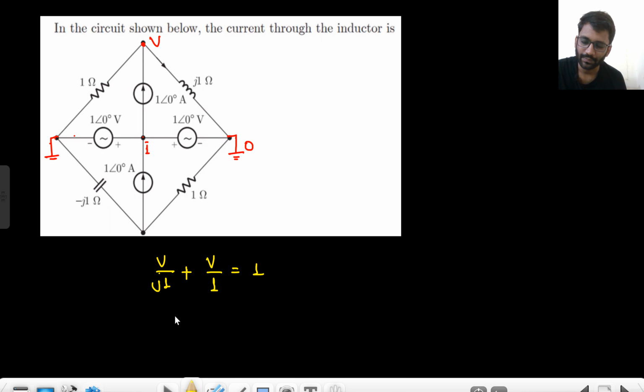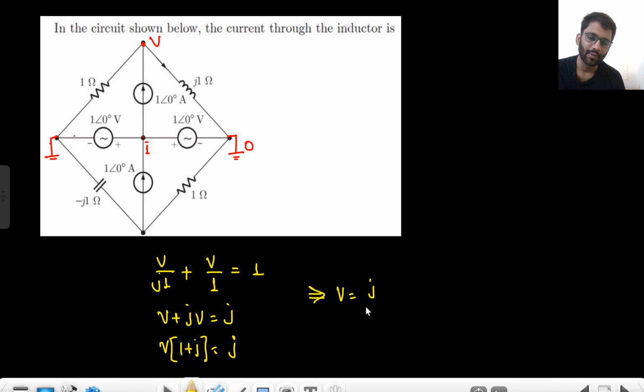So V plus JV equals J. So V would be equal to J upon 1 plus J.